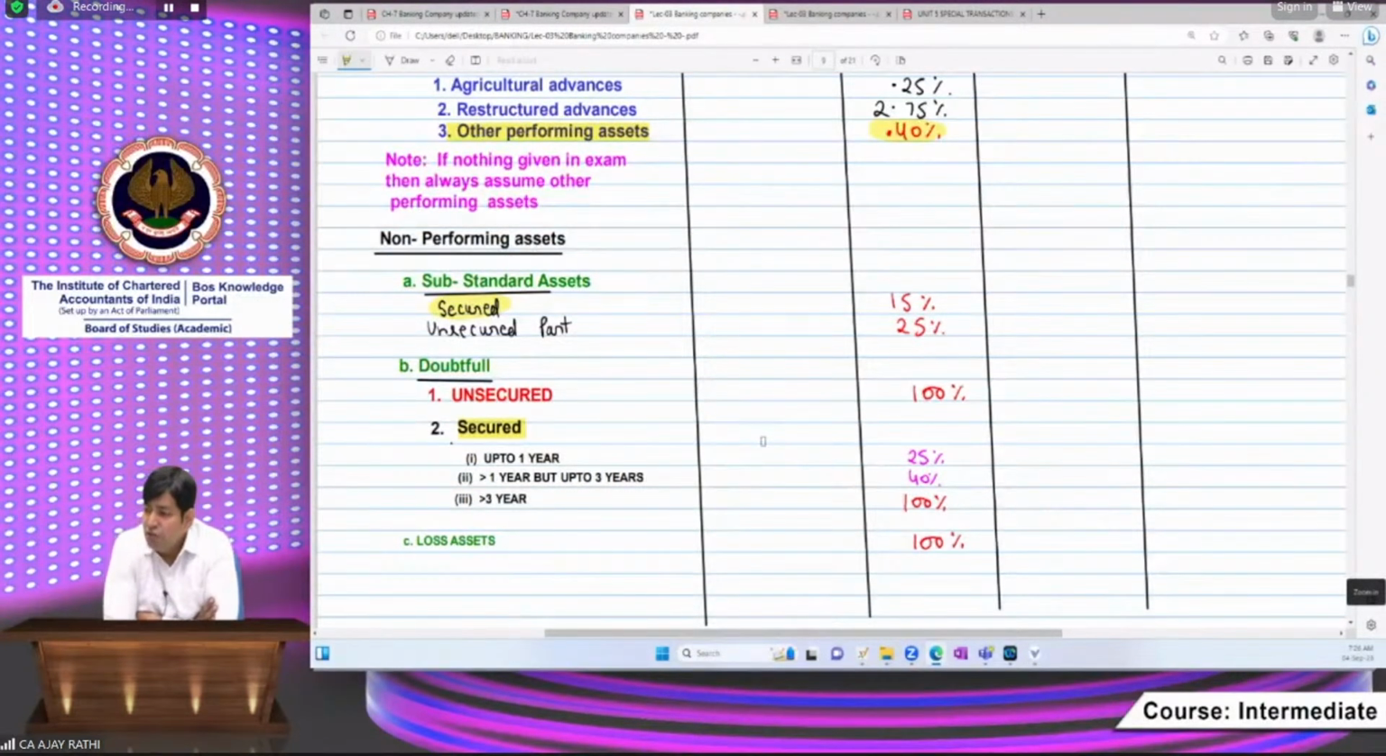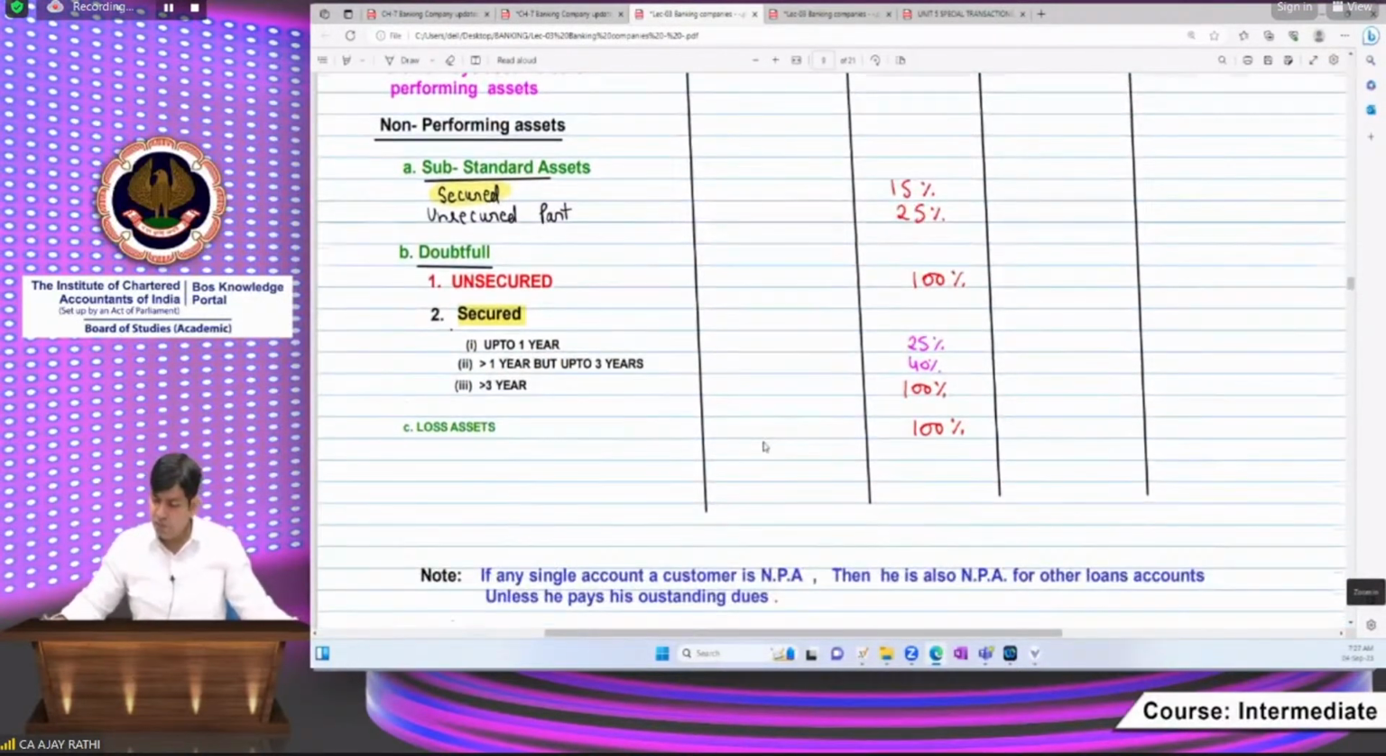Okay. So now it totally depends on the periodical interval. Up to 1 year, 25%; more than 1 and up to 3, that is 40%; and more than 3, that is 100%. Don't think I am wasting your time, beta. I know some of the students may think, beta, first we have to revise the concept, only then practice the questions. Loss assets are there, those are 100%.